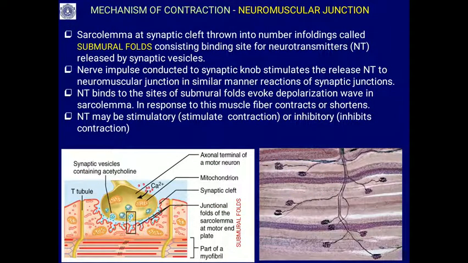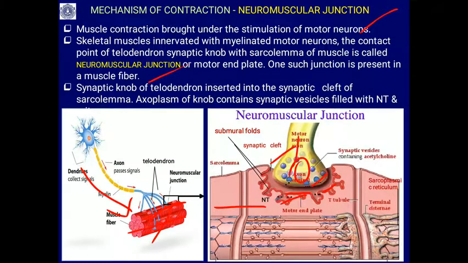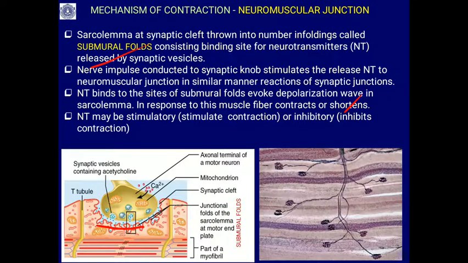The sarcolemma at the synaptic cleft is thrown into numerous folds called submural folds. You will find these are the submural folds. This is the sarcolemma undergoing folding. These folds have the binding sites for the neurotransmitter. The neurotransmitter gets released into the synaptic cleft, and the folds have the receptors for this neurotransmitter.